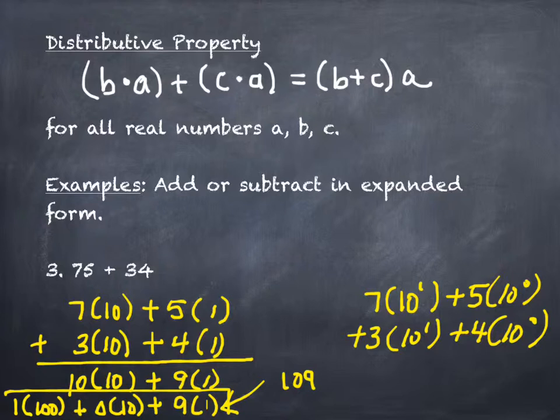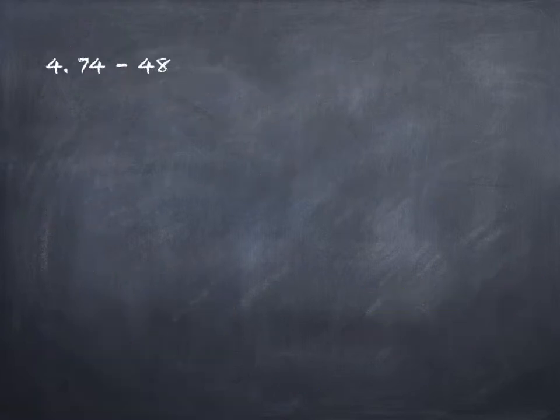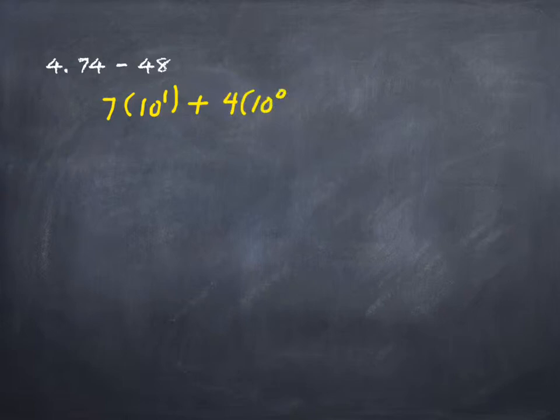Okay, we're going to do the same kind of problem, but we're going to do it with subtraction now. 74 minus 48. Let me do it with the powers of 10 this time, just so that you can see that if you like that way to do it. How would I write 74 with powers of 10 in expanded form? Seven times 10 to the first plus 4 times 10 to the 0, right?